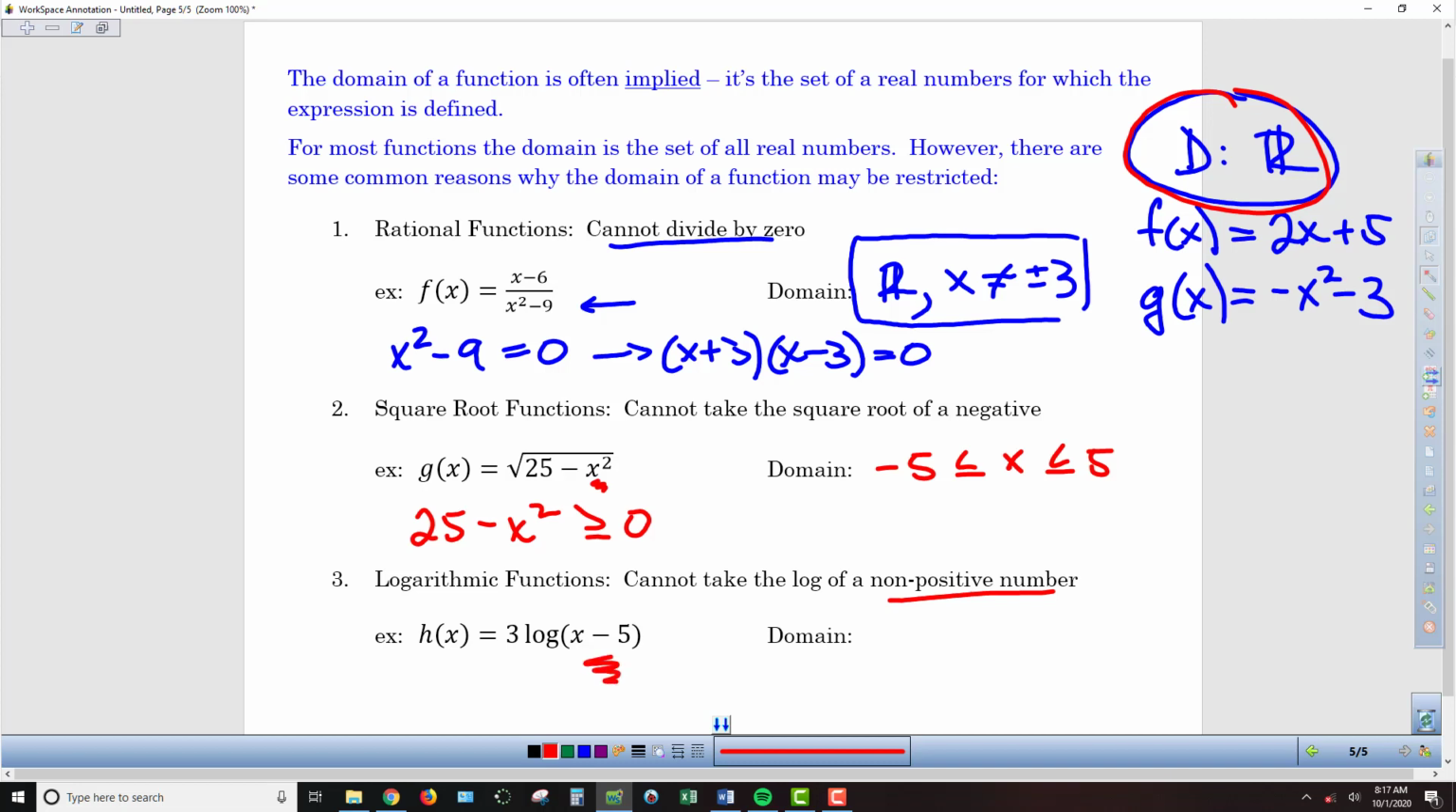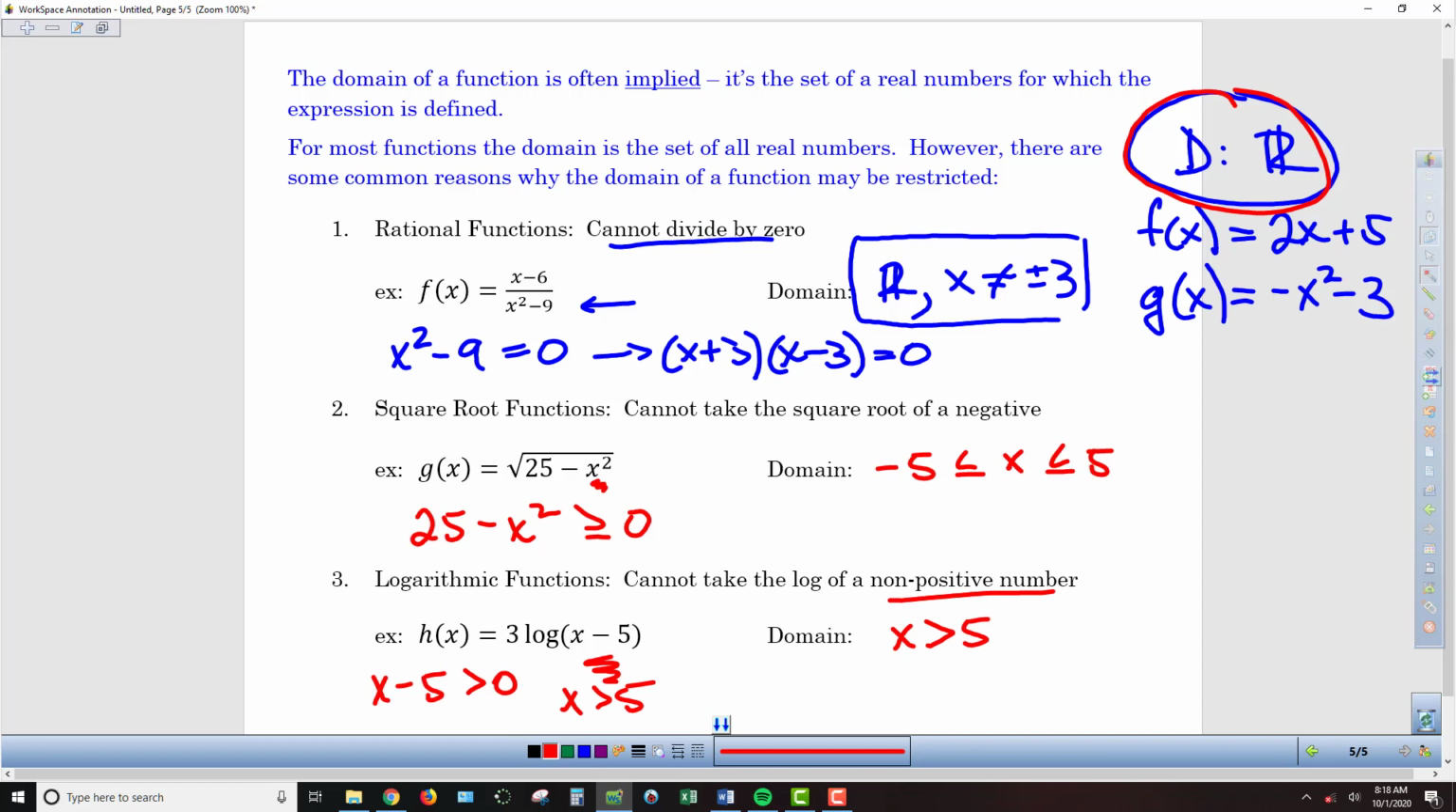So right here, similar to what we did with the square root functions, I'm going to take the inside there, but I'm not going to make it greater than or equal to 0. It's going to be greater than 0. I can't take the log of 0 either. And so if I just solve that inequality, we get x is greater than 5, and so that's going to be our domain in this case.